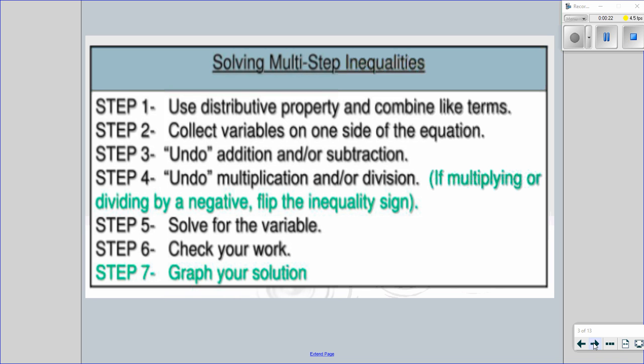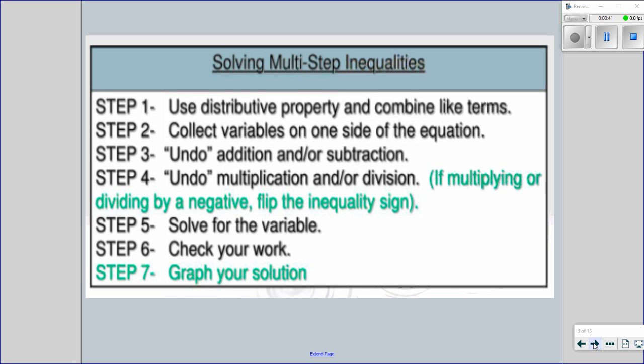Step 2, collect variables on one side of the equation. So whether you want to have all your variables on the left side or the right side, all of them have to be together and your constants on the other side. Step 3, undo addition or subtraction.